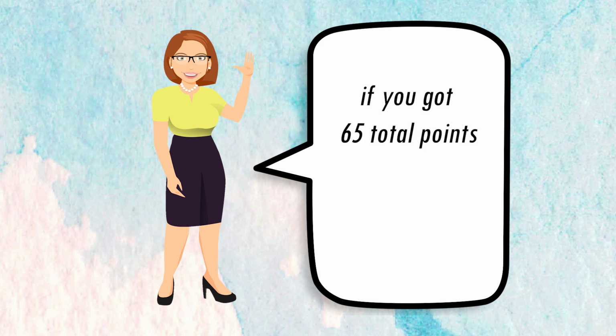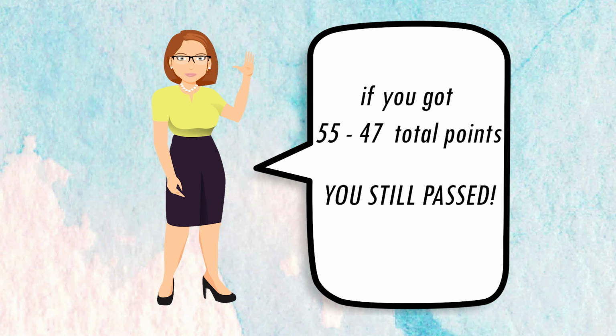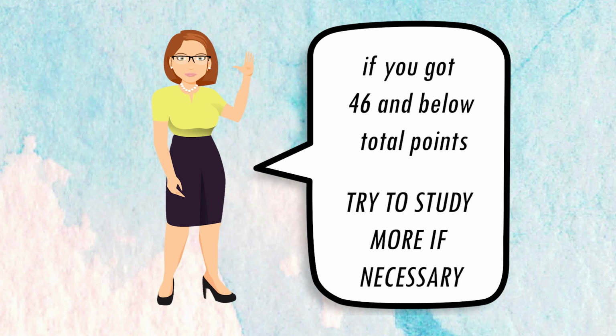If you got a total of 65, which is a perfect score, you did great. If you got 64 to 56 points, there might be a few wrong here and there, but you did good. If you got 55 to 47, do not worry, you still passed. But reading more of the topics and lessons can help you in future quizzes like this. If you got 46 and below, maybe you still need to recall and study more of the past lessons or the future lessons if necessary.